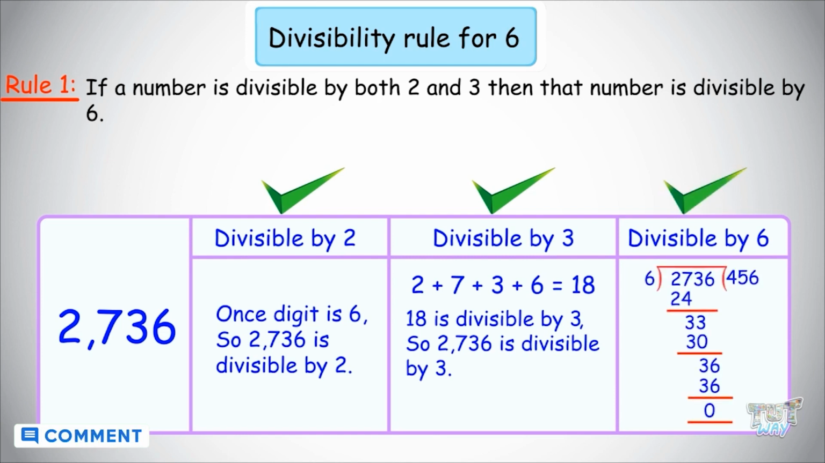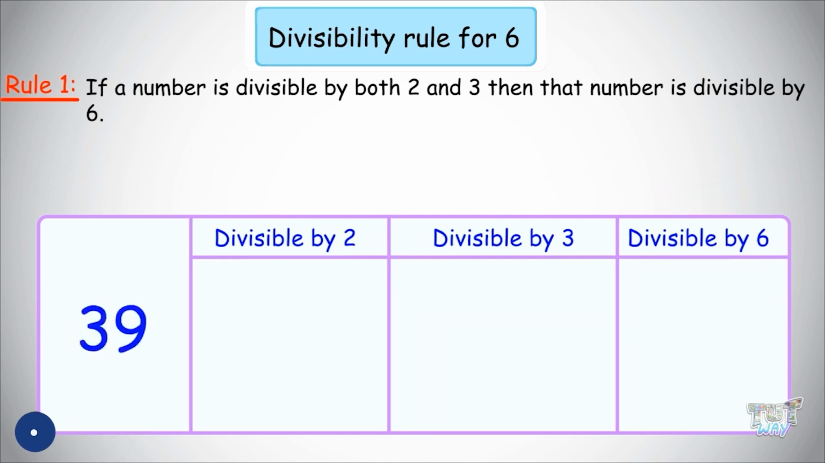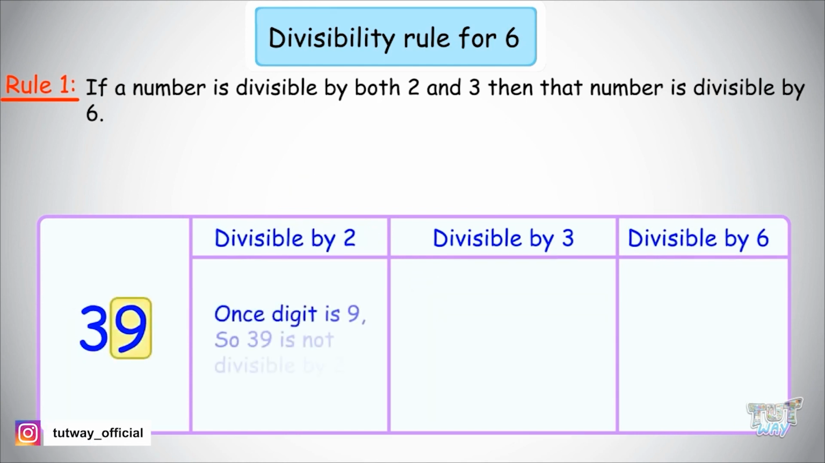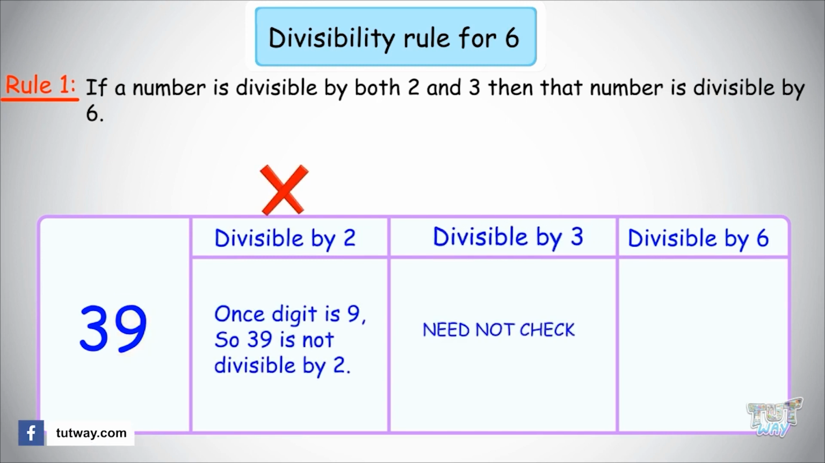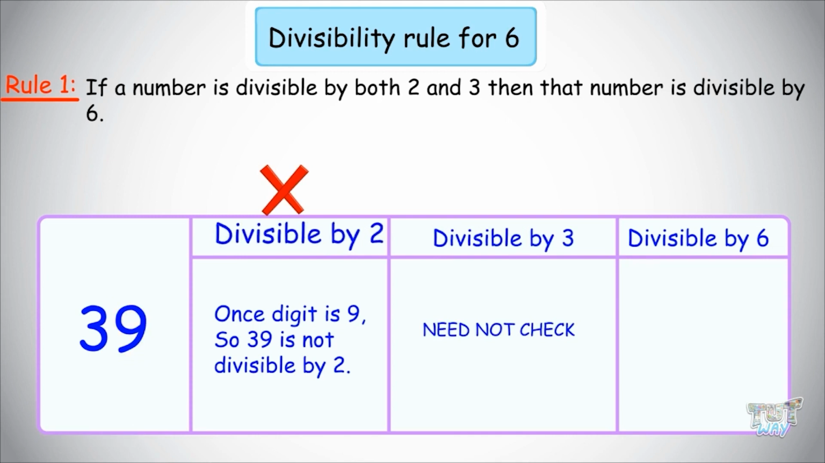Here we have our next number, 39. We have to check if it is divisible by 6. Let's check the number 2. The ones place digit is 9, so it is clearly not divisible by 2. We need not check if it is divisible by 3, because the number must be divisible by 2 and 3. Therefore, since it is not divisible by 2, it is not divisible by 6 either.